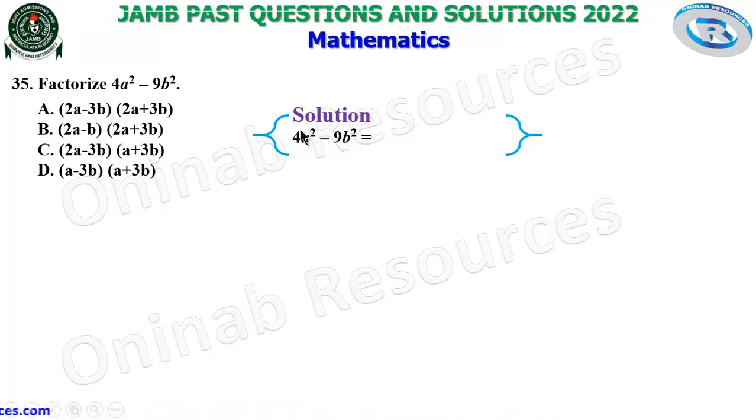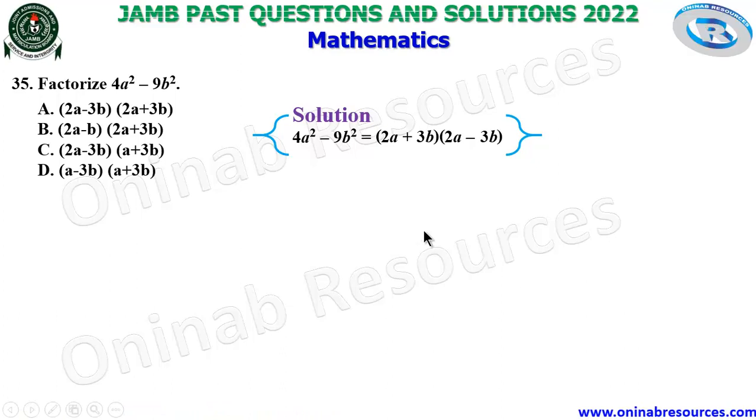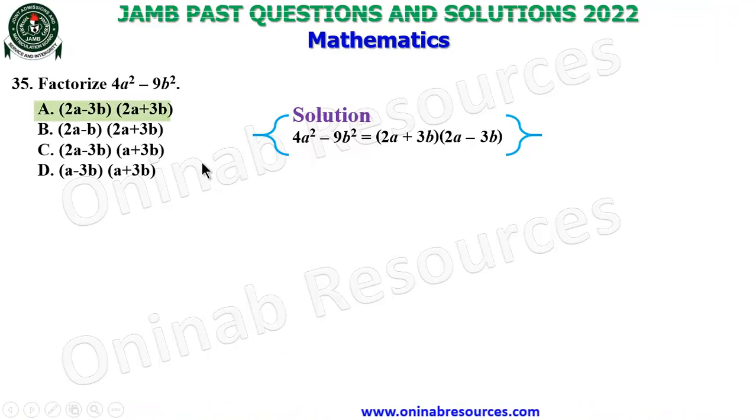So what we do is square root of 4a squared is 2a, then we join the square root of this one with plus, that's plus 3b in bracket. The second factor is still the same thing as 2a minus 3b. That's all for that. So we go to the option 2a minus 3b, 2a plus 3b. So option A is the correct option in problem 35. So that's the end of solution to problem 35.